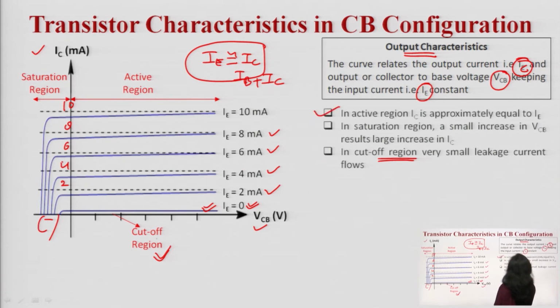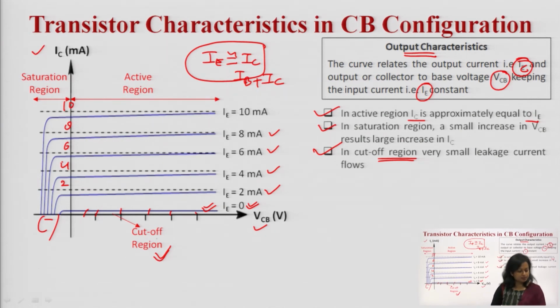In the active region, IC is approximately equal to IE. You can see almost the same values. In the saturation region, even a small increase in VCB results in a large increase in current. And in the cutoff region, you can see a very small amount of current flows. So this is how you can plot the input and output characteristic curve for a common base configuration, right?